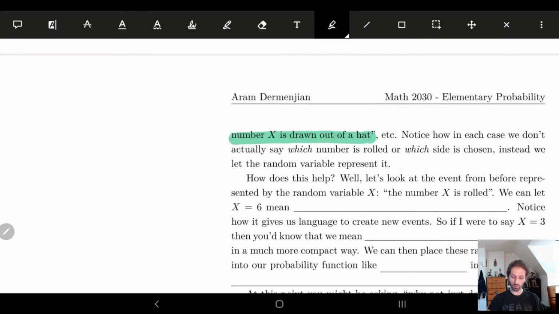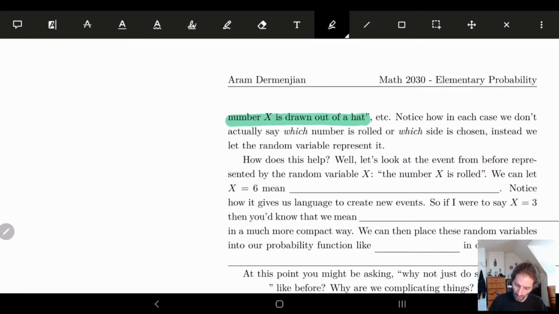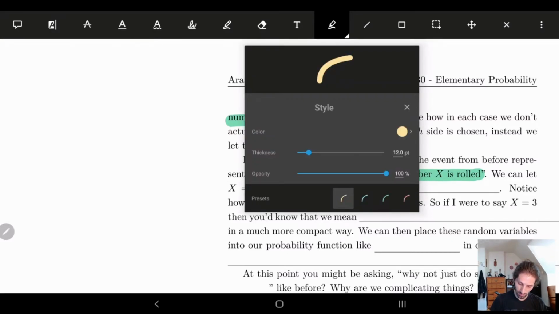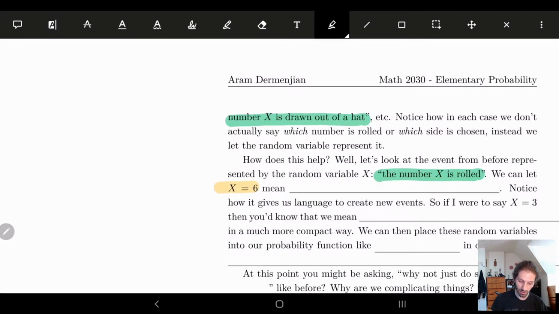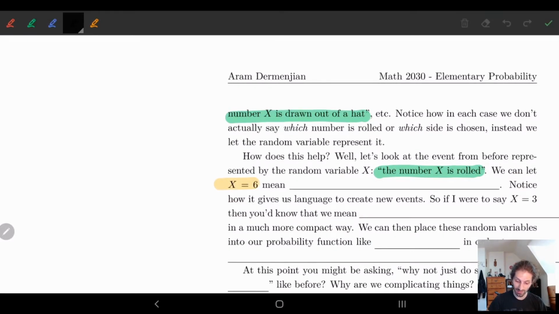And so how does this work for plugging things in? If I have the event "the number x is rolled" and I say x is equal to 6, what this basically means is my sentence, the event, becomes "the number 6 is rolled." So I just replace x with 6.